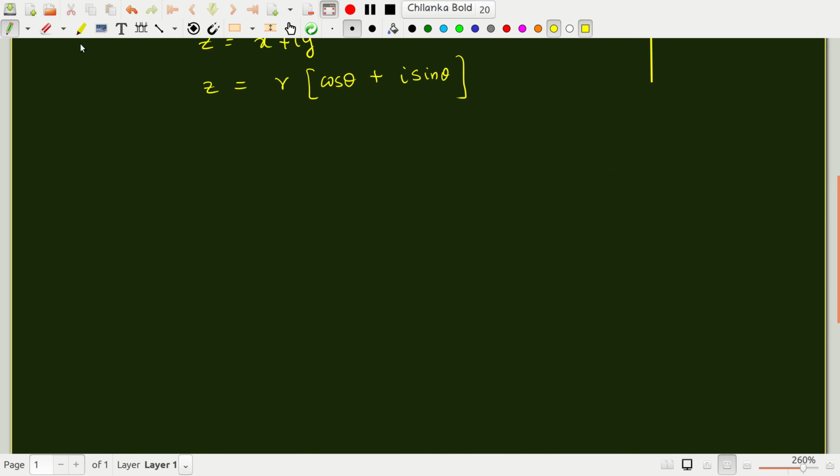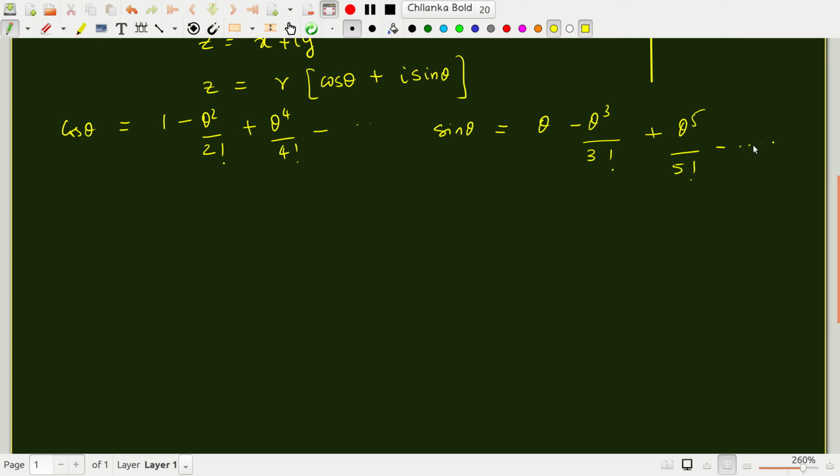Now we know the Taylor series of cosine theta. Cosine theta is nothing but 1 minus theta squared by 2 factorial plus theta to the 4 by 4 factorial minus and so on. I'm sorry, it should be a minus here. And sine theta is nothing but theta minus theta cube by 3 factorial plus theta to the 5 by 5 factorial minus and so on.